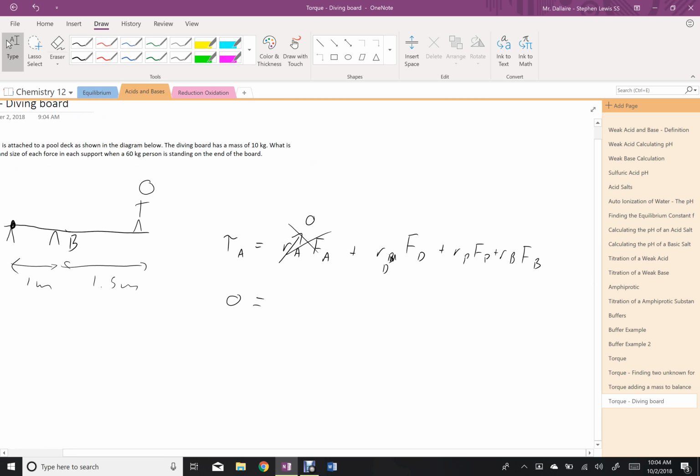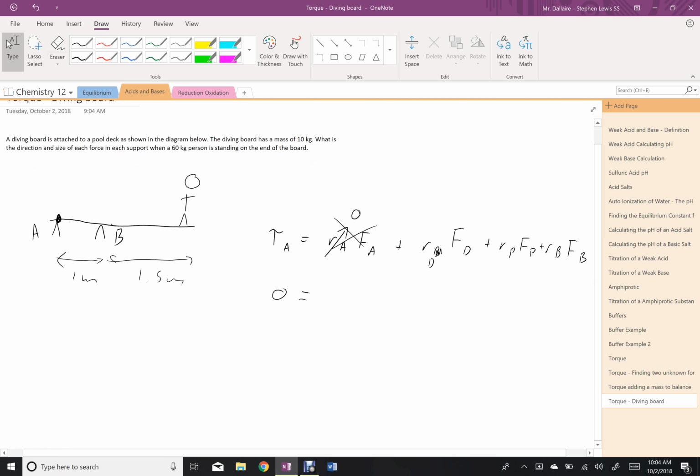And for this diving board not to flip over or break, we need the torque to add to 0. So the diving board here has a total length of 2.5, and we want to put its central location halfway through that, so 1.25 meters. So 1.25 meters from A, and it's a force of gravity acting on a 10 kilogram object.